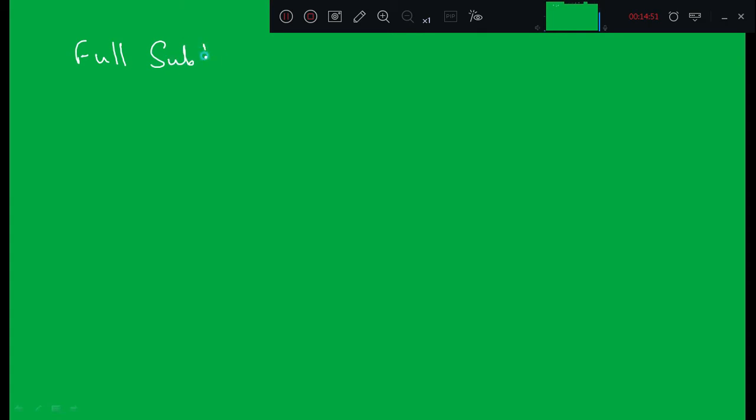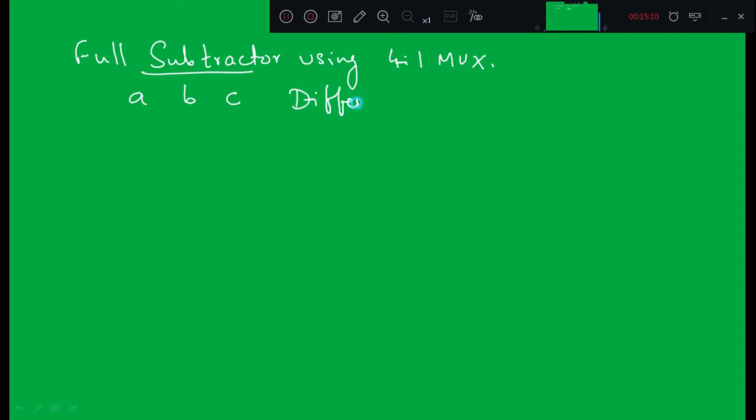Design full subtractor using 4 to 1 mux, right? So let me write again. Full subtractor takes 3 inputs, let us say A, B, C, but the outputs are different here. One is called difference, second one is called borrow. Sum is replaced by difference and carry is replaced by borrow.